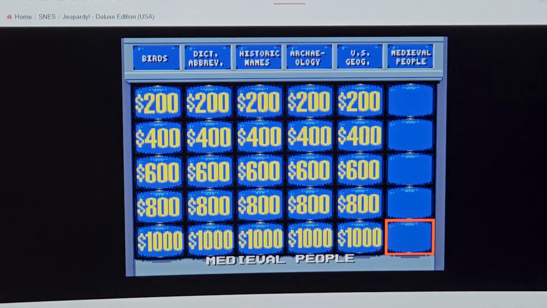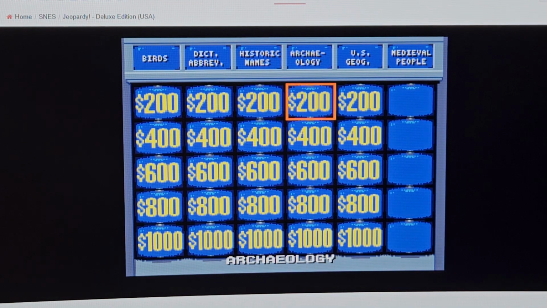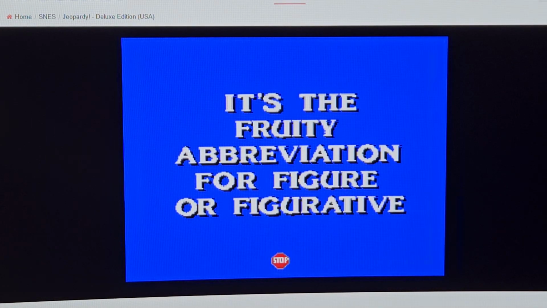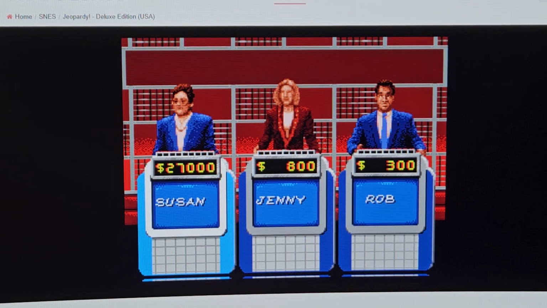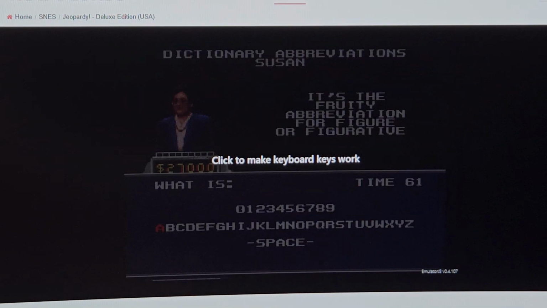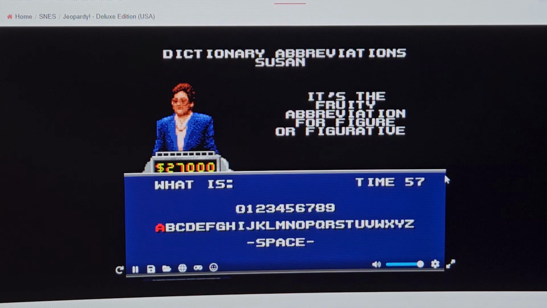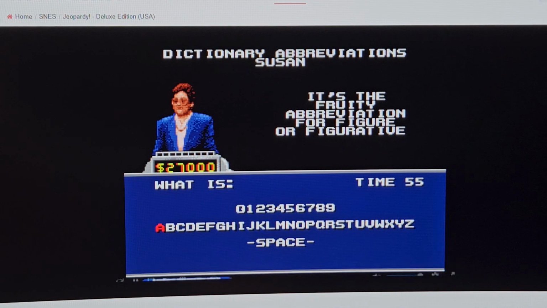All right, let's do dictionary abbreviations for 200. The answer is: it's the fruity abbreviation for figure or figurative. What's a fig?